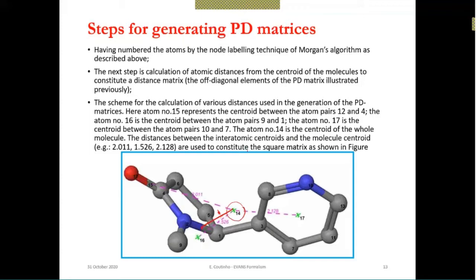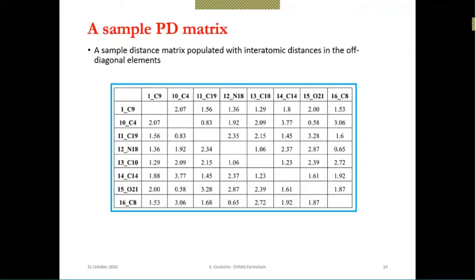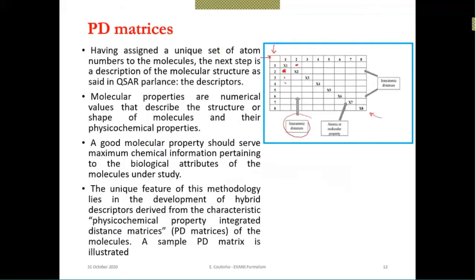Likewise, if you wanted to compute the distance between atoms number 4 and 12, we compute the centroid of these two atoms, and then we take the distance between the centroid of these two atoms and the centroid of the molecule, and this is the number we will basically fill in this cell between 4 and 15. If there is a 15 atom number, in that cell you will fill this number out here.